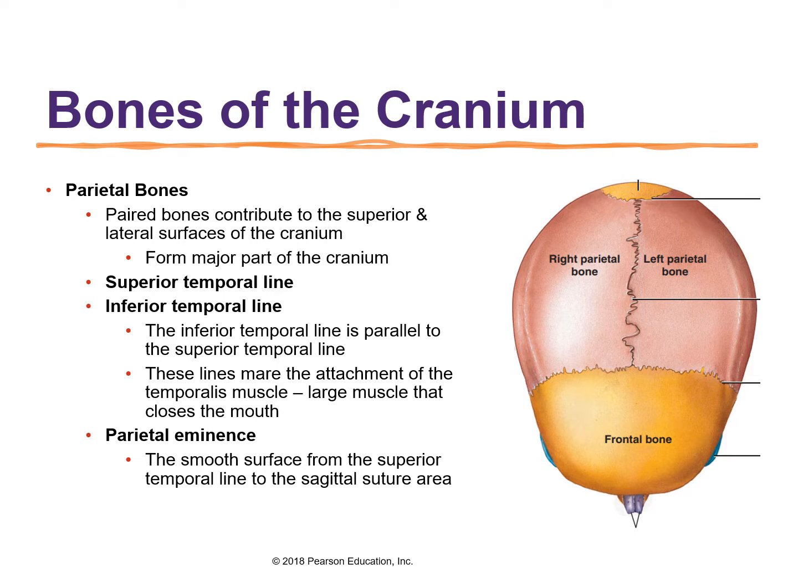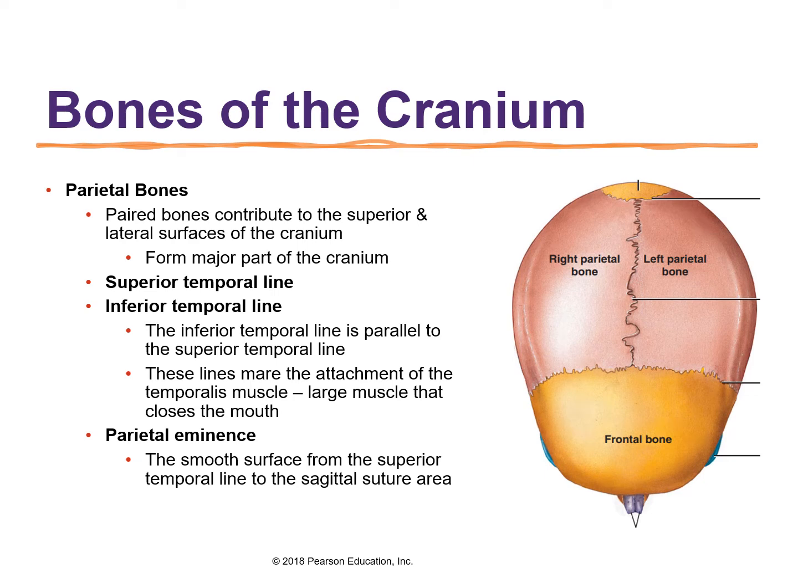Going more superior, we have the parietal bones. These are going to be paired bones. Okay. So there's going to be two of these bones. They're going to contribute to the superior and the lateral surface of the cranium. They're going to form a major part of the cranium, as you can see, right?